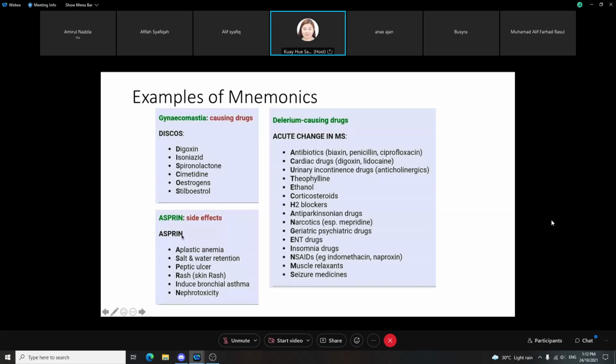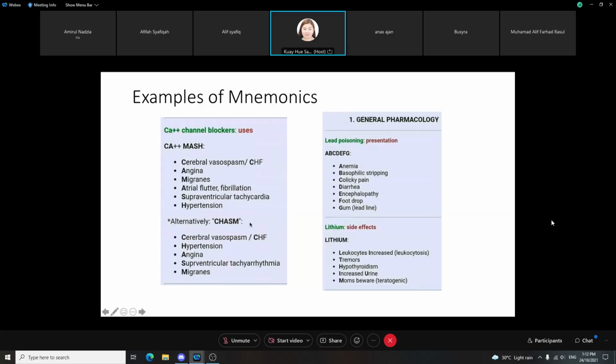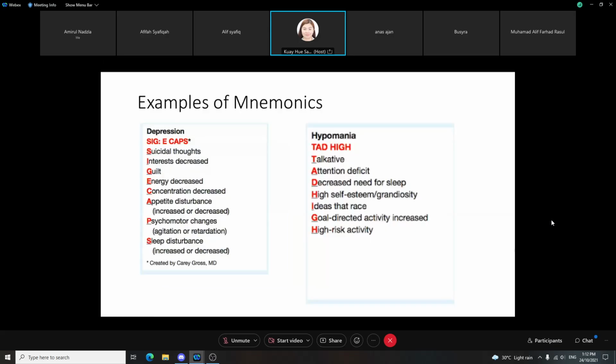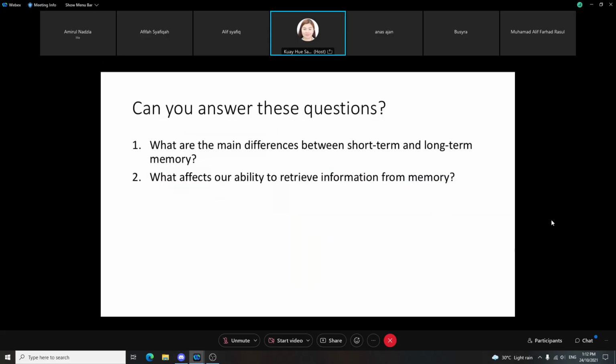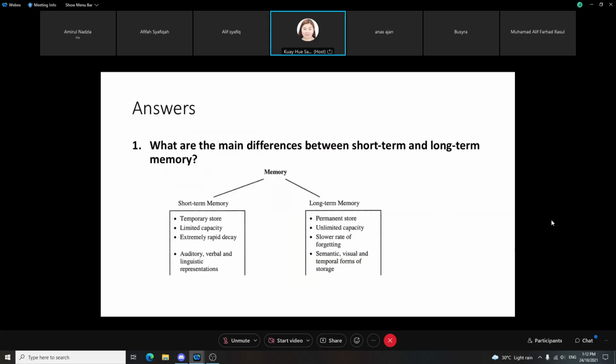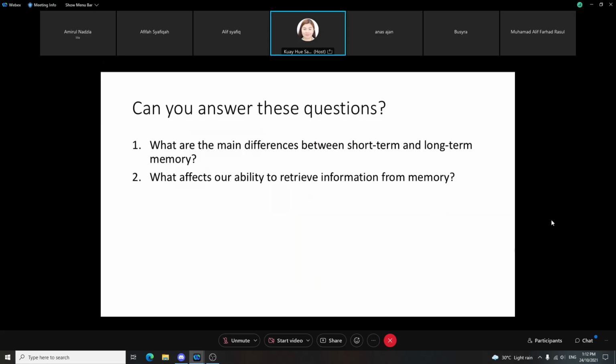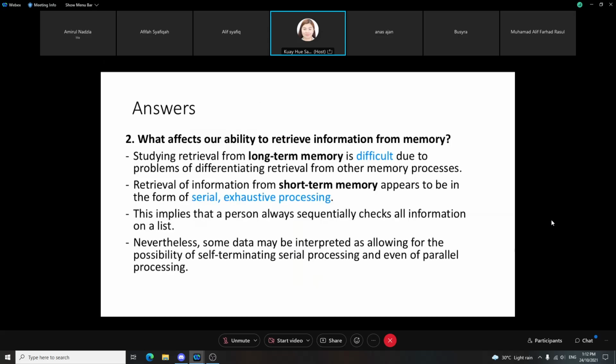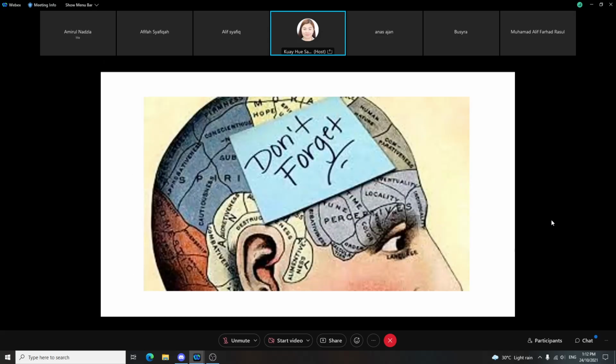Okay, and then aspirin, the side effect is all this, and the other ones are all these that you have to use, like pharmacology. Okay, and in terms of depression, what is it? Okay, so they are quite... and I have prepared some questions as well with model answers. They are very simple questions, so you can answer them as well. I put the answers here.